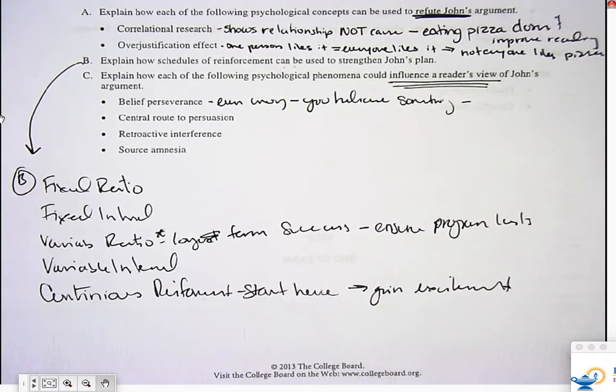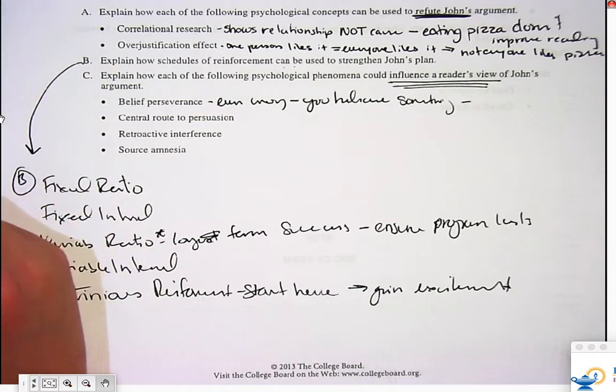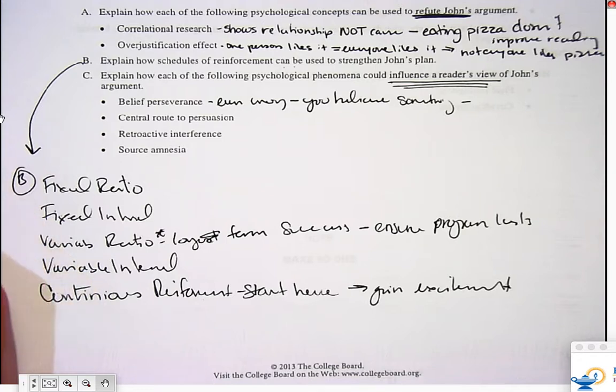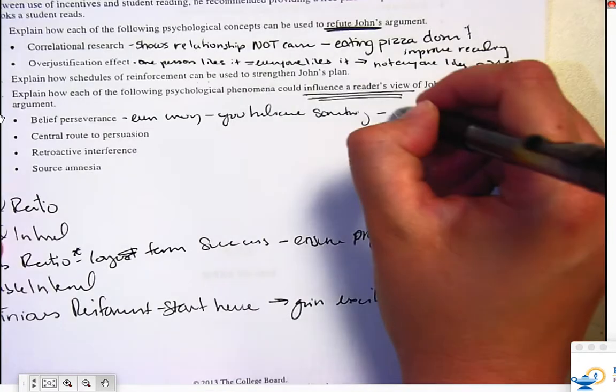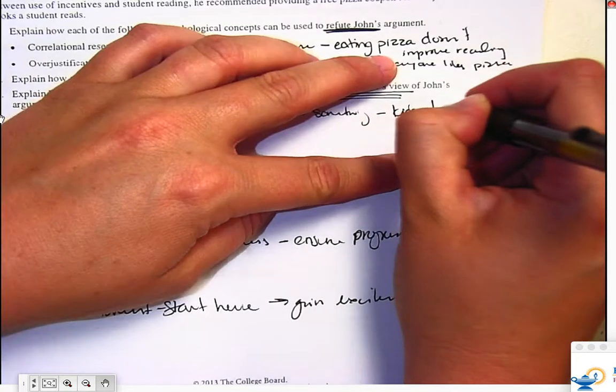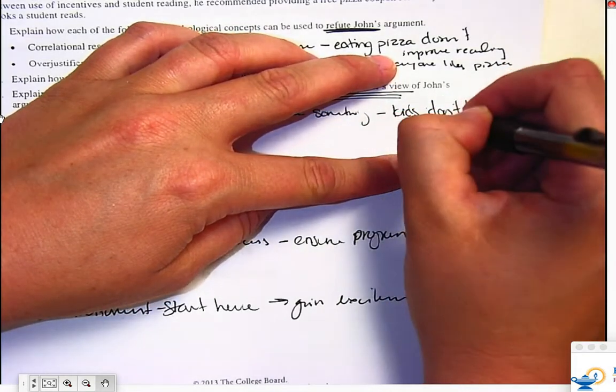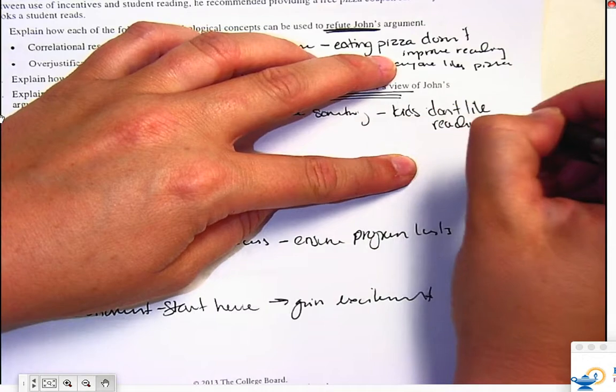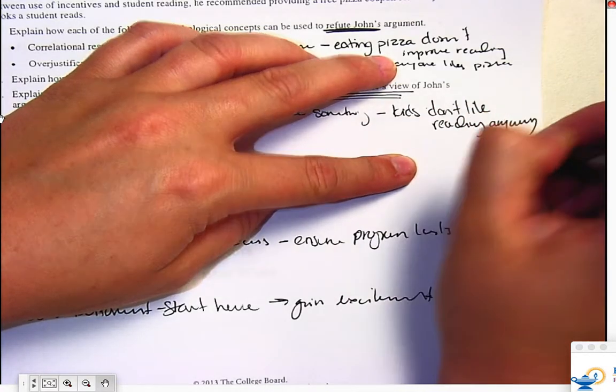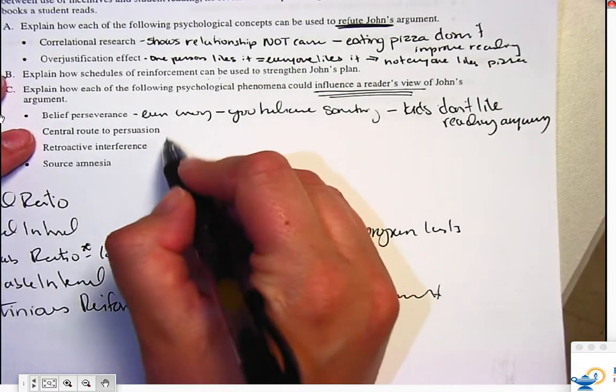Hold on, it's a reader, so it's not a student. It's a reader. Annie? It's a reader, not a student. So if you're reading about John's plan and you have belief perseverance, how would it affect Macy? If you believe that kids just don't like to read, and you read about John's plan, there you go. He's thinking kids don't like to read no matter what they do. Kids don't like reading anyway, no matter what. There you go. Perfect.